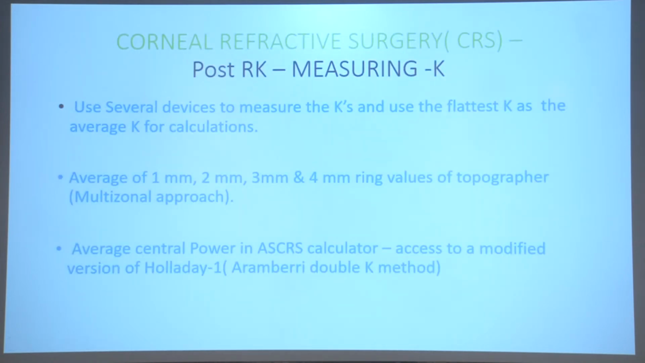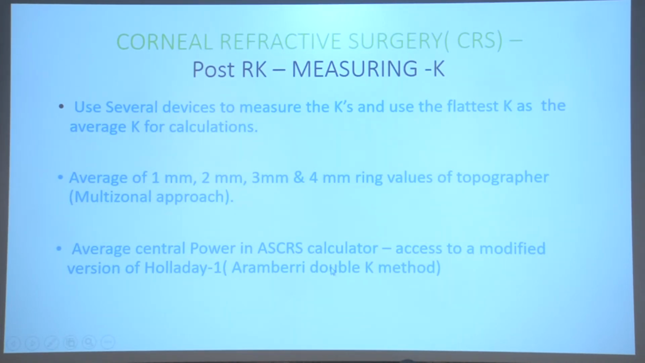Post RK, well again, like I said, measuring the keratometry is the most important thing. Use several devices to measure the Ks and use the flattest K as average K for calculations. I'll tell you the reason why use the flattest K. And sometimes even measure the keratometry at different times of the day and call the patient for a couple more visits if that is permissible. Permissible because you might not know whether this K is a stable one or not. Average of 1 mm, 2 mm, 3 mm and 4 mm ring values of the topographer always helps.